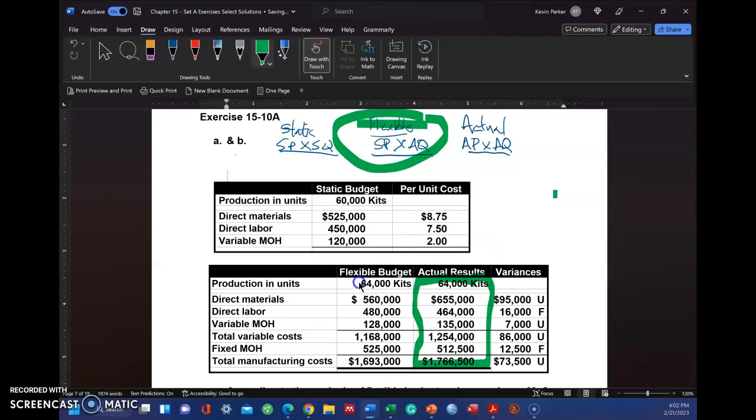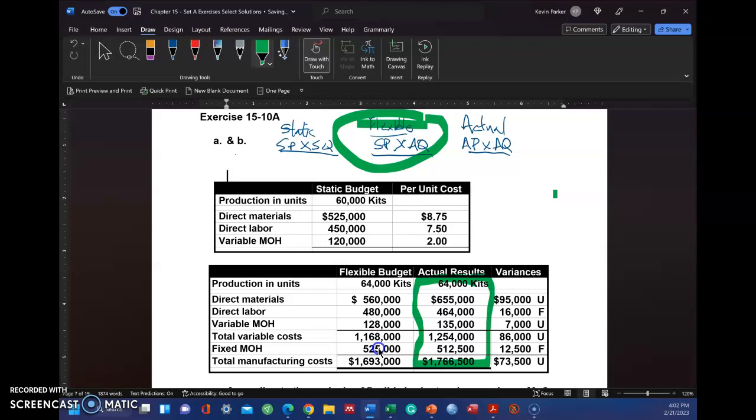The flexible budget, on the other hand, is the standard price we just calculated times the actual quantity. In this case, the actual quantity is 64,000 kits. That's actually what was sold. So it'll be 8.75 times 64,000, 560,000. 7.50 times 64,000 would be 480,000. Obviously, 2 times 64,000 is 128,000. Add them up and you get 1,168,000.